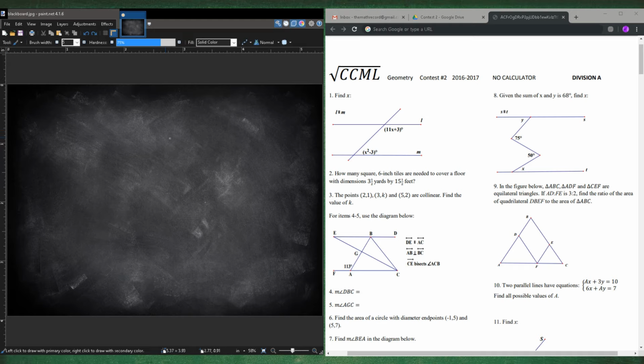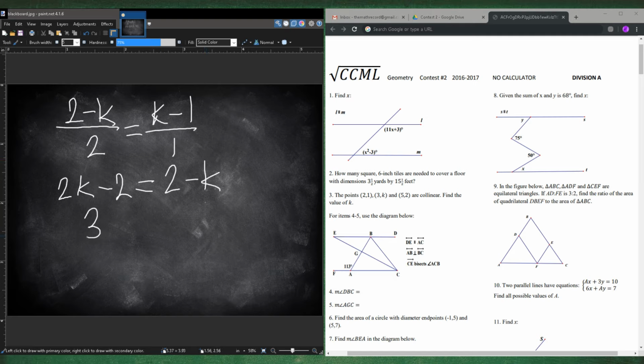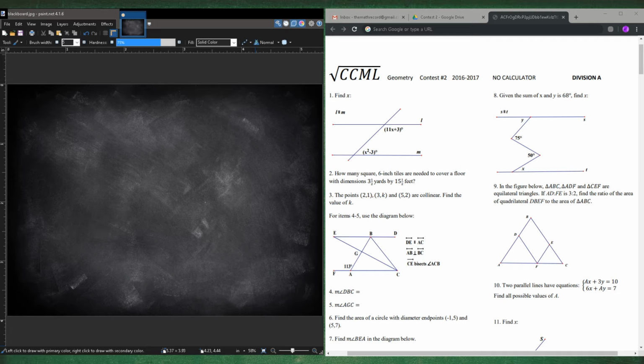So let's just use (5, 2) and (3, k). So that's 2 minus k all over the change of x. So 5 minus 3 is 2. So 2 is equal to, now we have (2, 1) and (3, k), so k minus 1, and 3 minus 2 is 1. So cross multiply, you get 2k minus 2 is equal to 2 minus k. So add k to the other side, you get 3k. Add 2 to the other side, you get 4. So k is equal to 4/3. That's your answer. Basically, that's simple. So the answer is 4/3 for question 3.